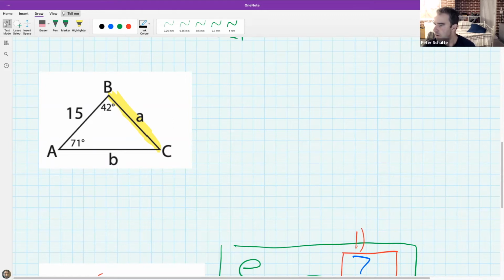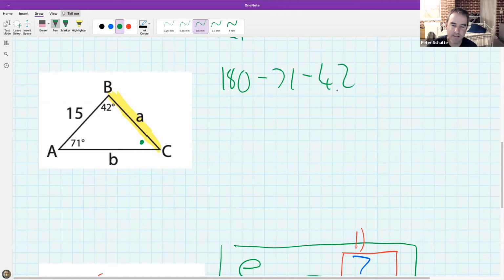David, I see you've raised your hand. I'm going to unmute you. Sir? Yes. Aren't we not gonna say 180 minus 71 minus 42 degrees? Yeah, David, that's exactly the hint we needed. We need to find angle C, and to do that, we need to go 180 minus 71 minus 42. And what do you get for that?